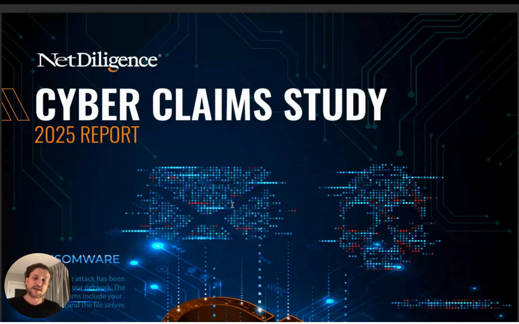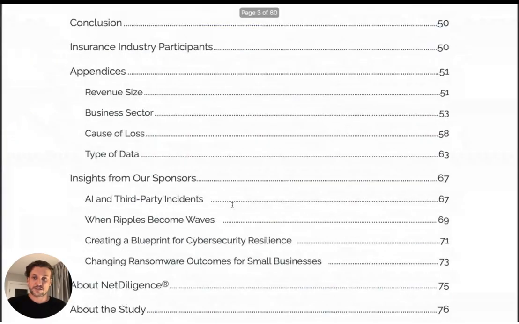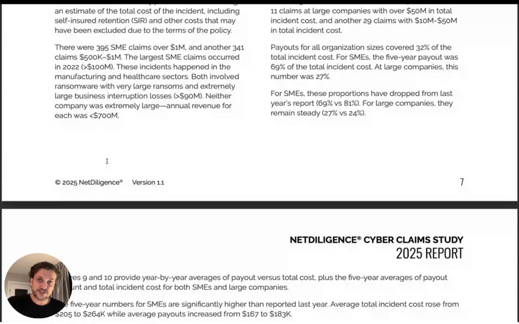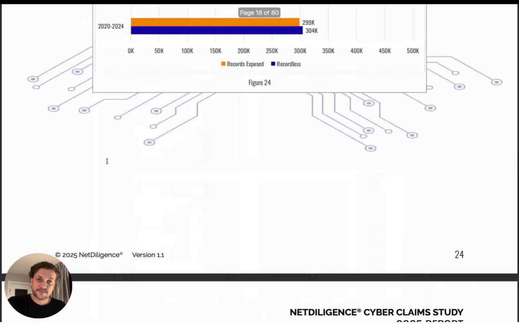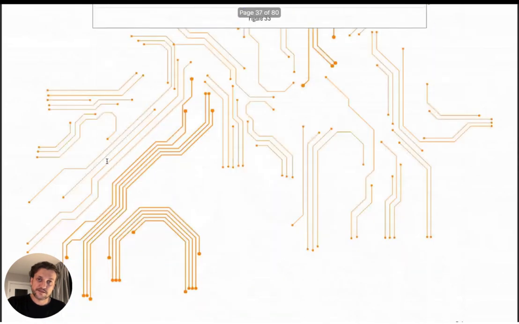It's called Cyber Claims Study. It's pretty amazing. And let me show you some of the stuff here. For example, it tells you that 98% of claims came from small to medium size enterprises. Those are low hanging fruits. That makes sense. And 2% of claims came from large enterprises. And if you go to page 44, I spent some time to read the whole thing.